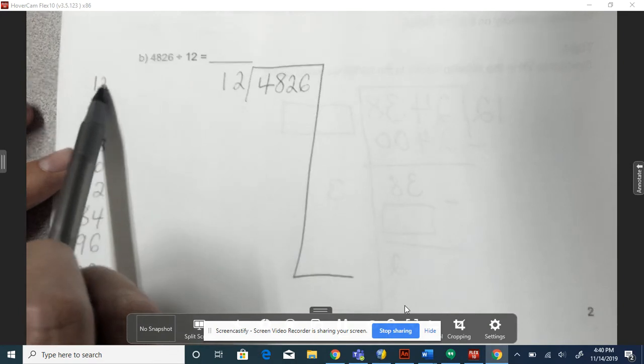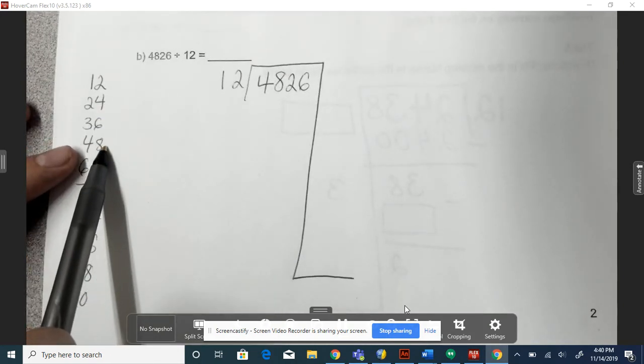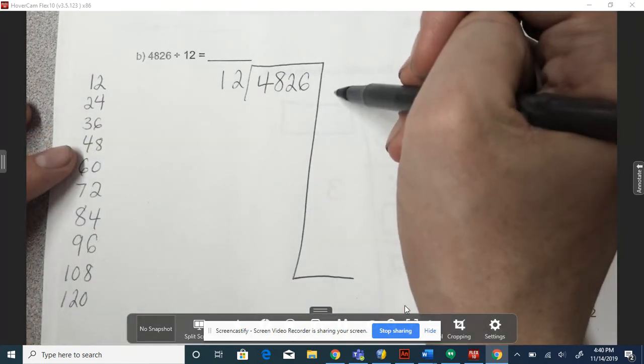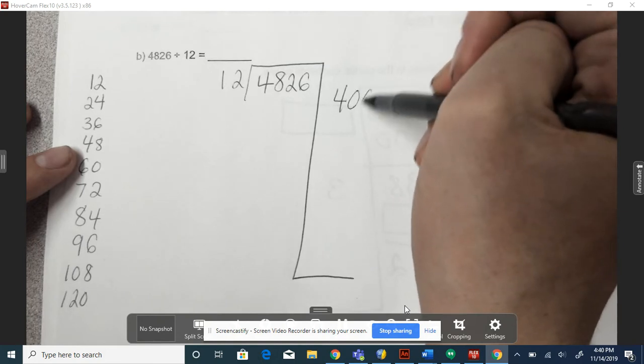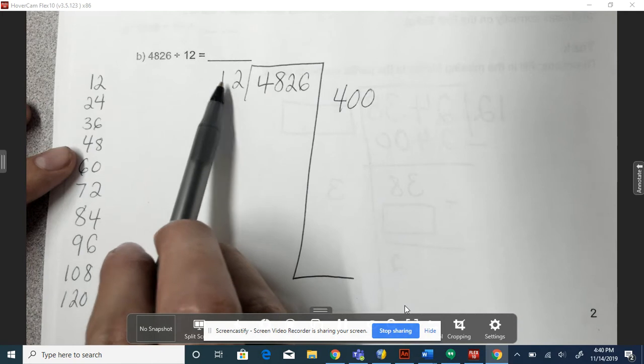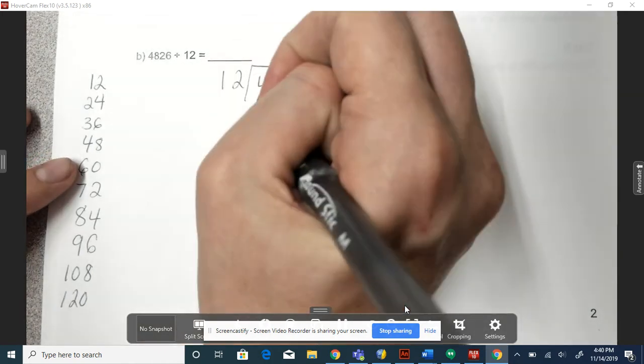So I'm going to count 1, 2, 3, 4. Oh, it's the 4th multiple of 12. So I know that I'm going to have 400 because we're talking about 48 hundreds. So 12 times 400 is 48 hundreds.